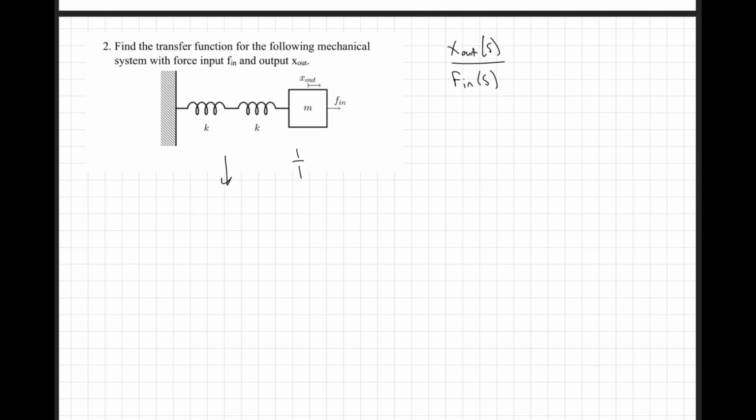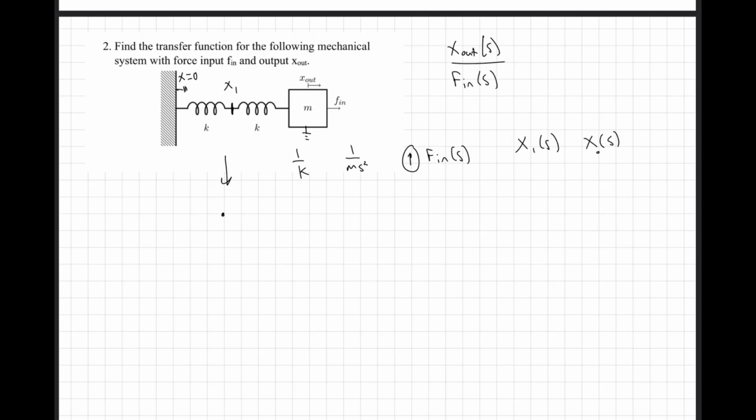Springs have impedance 1 over K. Mass has impedance 1 over ms squared. Forces are represented as current sources. And our nodes are going to be our displacement, so our x1 of s and our x out of s. So I'm identifying a node right here, x1. This is x equals 0, so that's ground. Note that masses are always connected to ground as well. So let's go ahead and see what we can do here.